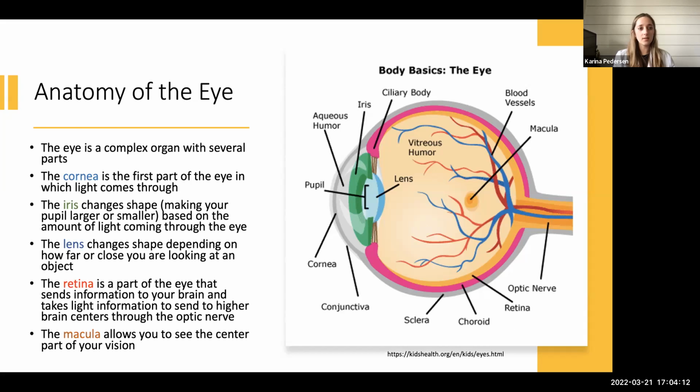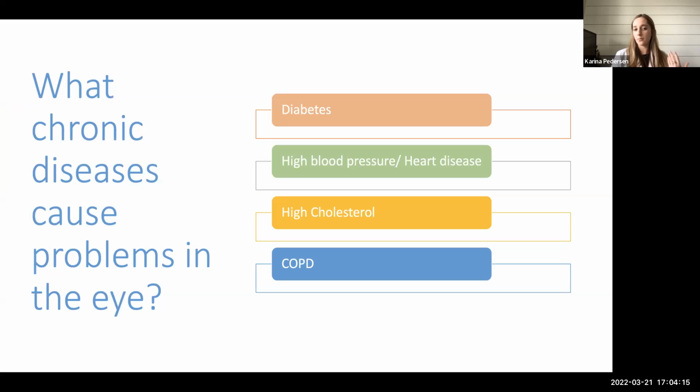So moving on, the first thing we're going to talk about is what chronic diseases can cause problems in the eye. First and foremost, diabetes. Second, high blood pressure or heart disease. Third, high cholesterol. And fourth, COPD. In today's presentation, we're going to talk about diabetes, high blood pressure, and high cholesterol, all chronic diseases that can cause problems in the eye. We're not going to touch on COPD because there is not a huge strong link, but we're going to talk about the first three here today.